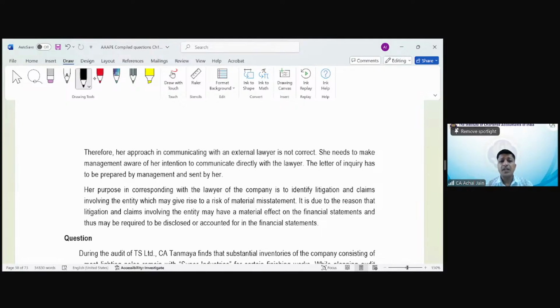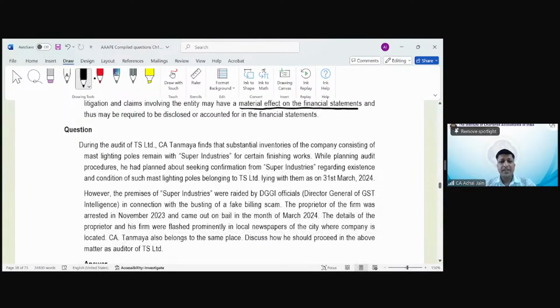Her purpose in corresponding with the lawyer is to identify any litigation, any claims. It is due to the reason that litigations and claims involving the entity may have a material financial impact on the financial statements. And therefore, either they may be required to be recorded, means accounted for, or at least a disclosure should be given. Okay. Next.